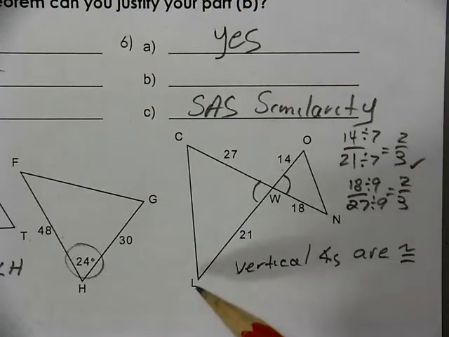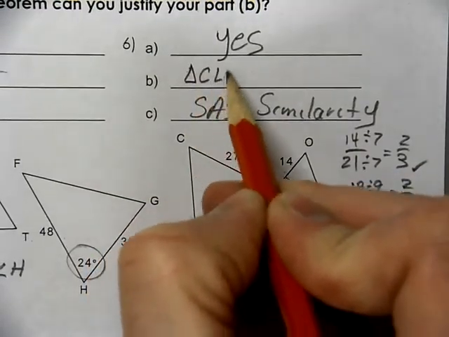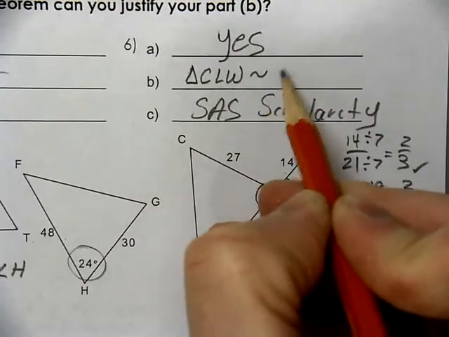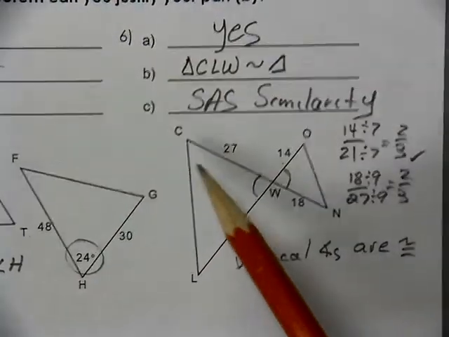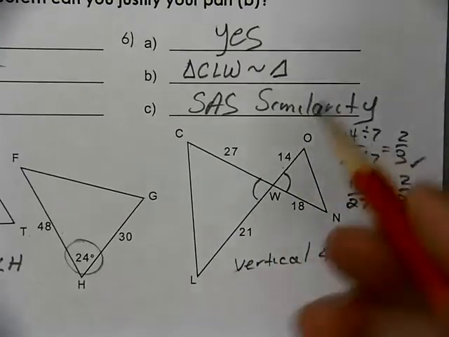So you can name your first triangle any way you want. So let's start with CLW. Now the C came off the longest side, so that would have to be NOW.